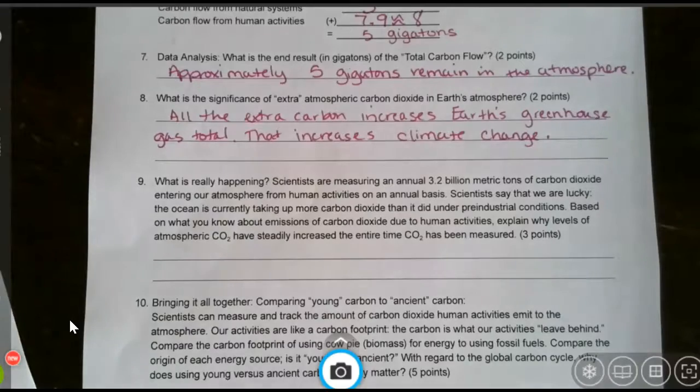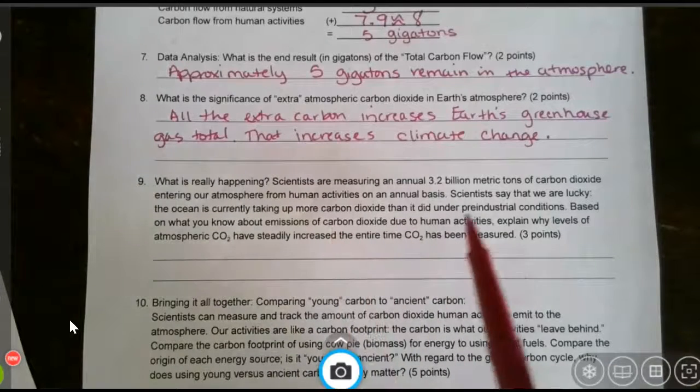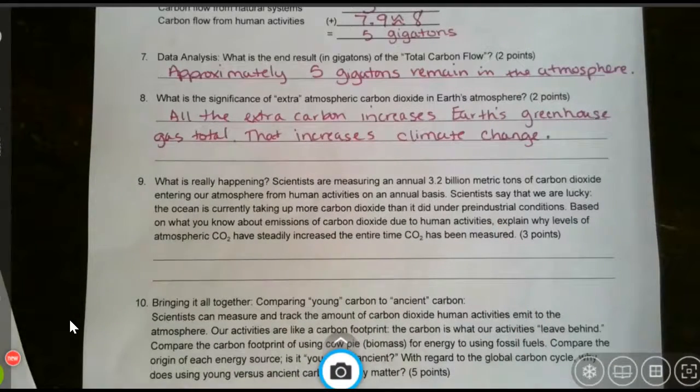So, what do we think? So first of all, this is a little bit old, I would say, because yes, they say we're lucky the ocean is taking it up, but it's costing us because the ocean's becoming more acidic. But why do you think atmospheric carbon dioxide levels have increased steadily since we started measuring it? And hopefully you're thinking back to the Industrial Revolution and realizing that because we're relying on fossil fuels so much, our dependence on fossil fuels has increased, and so our carbon dioxide levels in the atmosphere have increased.